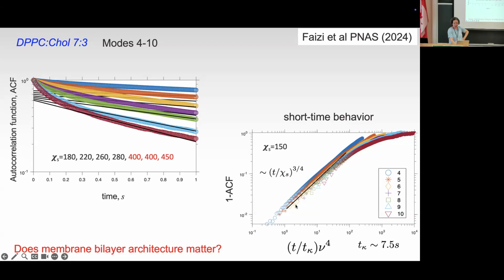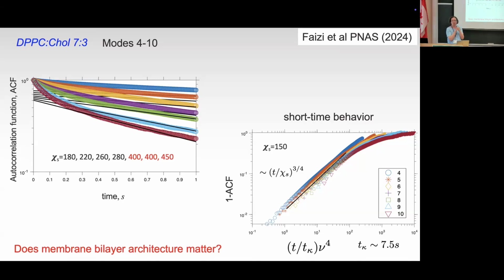And in that particular case, the data collapses. So all the modes, all the data can be fitted with the same parameter of viscosity. So there is something strange going on here. It looks like at short times, we have a very well-defined membrane viscosity, but at long times, something is kicking in, and it starts to give deviations.